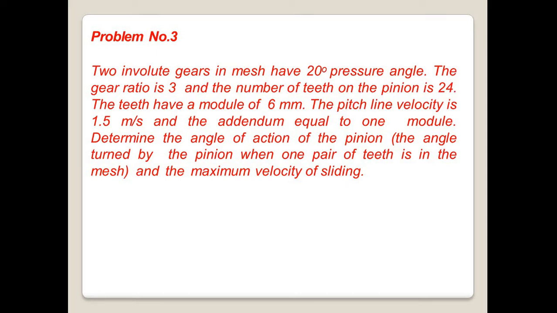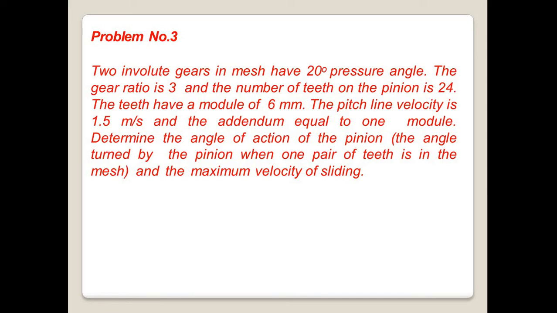I will repeat the problem once again. I will cut the problem into a number of sentences. First, two involute gears, so the number of gears is 2, in mesh have a 20-degree pressure angle. That means phi is equal to 20 degrees. Next, the gear ratio, given as capital G, that is T by t or capital R by r. This is gear ratio equal to 3. Next, the number of teeth on pinion is 24. That means small t is given, that is 24.